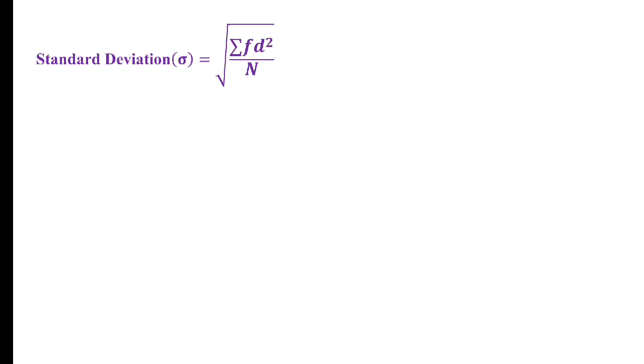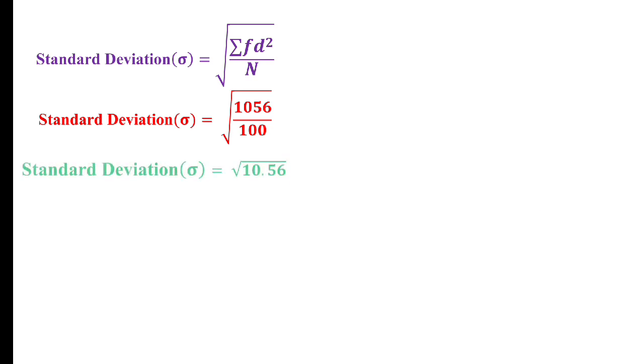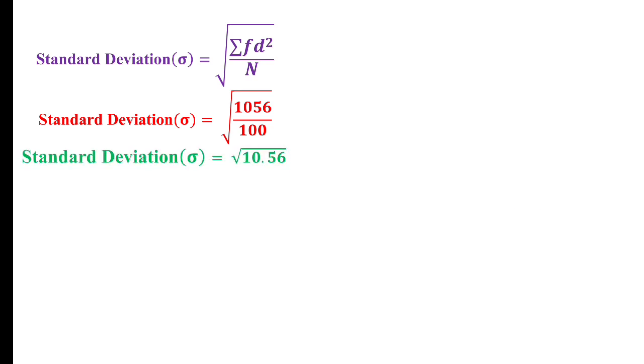Standard deviation equals the square root of summation fd square divided by N. Summation fd square value is 1056. Capital N is the total frequency, 100. Then simplify: 10.56. The square root of 10.56 will get 3.2496. This is the standard deviation value.